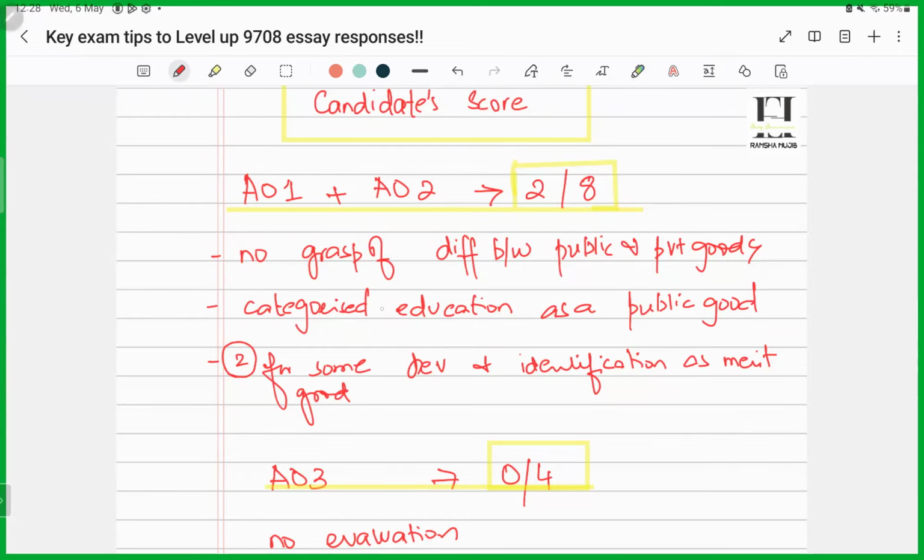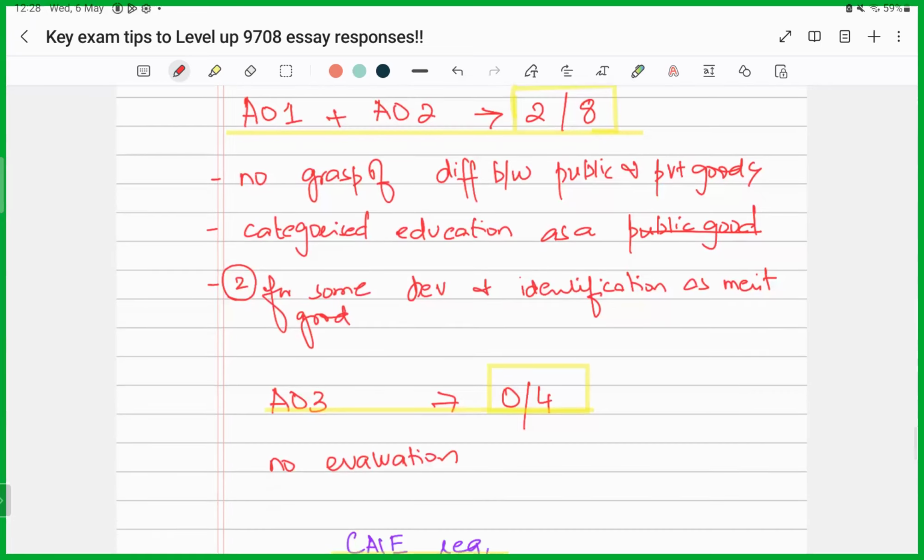And further, education is being categorized as a public good. So that's where the candidate went wrong. So 2 marks are being awarded to the candidate because there was certain development and identification of merit good. Education being considered as merit good. As far as assessment objective 3 was concerned, in which the candidate was asked to evaluate and provide a valid judgment, he scored a 0 because there was no evaluation.